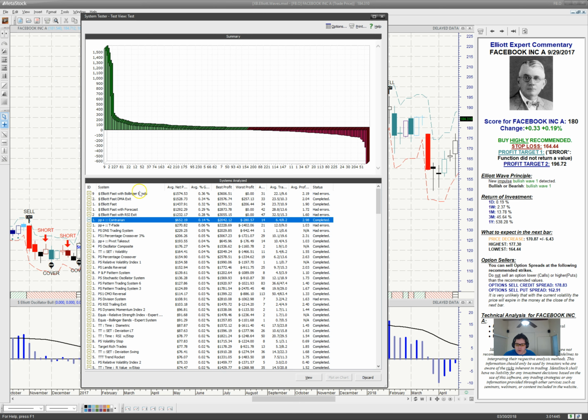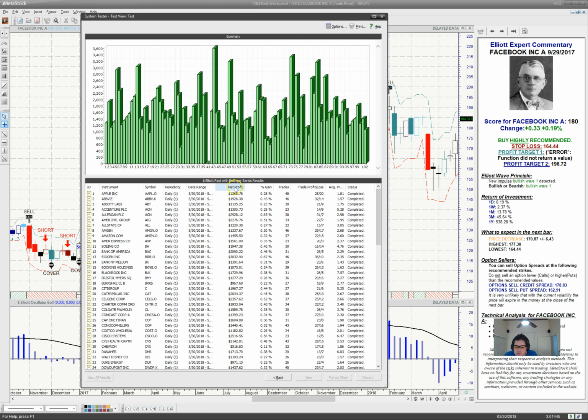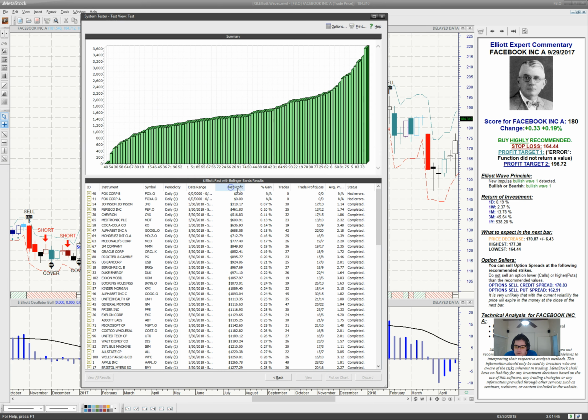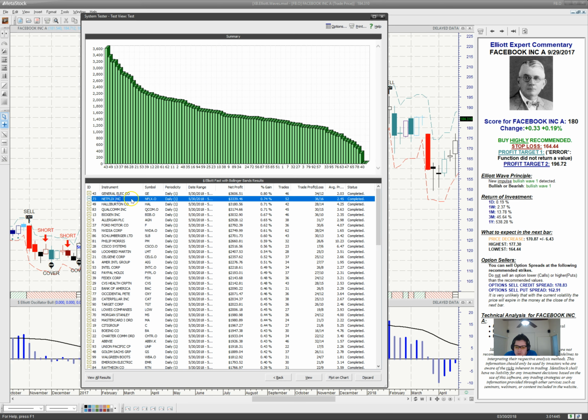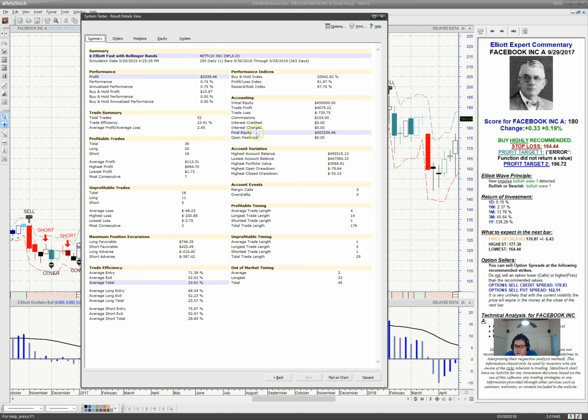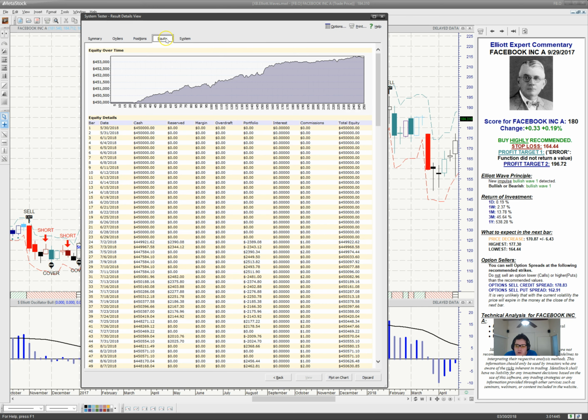And then we're going to see just how good this indicator is. If we check it, we're going to see the one that had the highest profit, and that would be General Electric, Netflix. So for example, we're going to check Netflix. We're going to see that equity curve. It's a beautiful indicator. There's a tremendous amount of work.